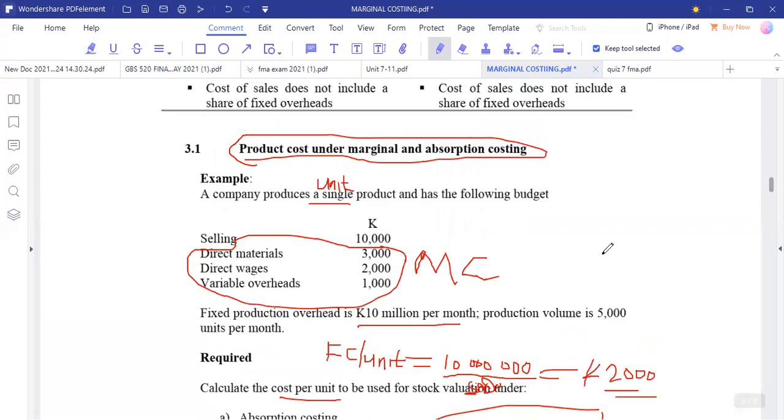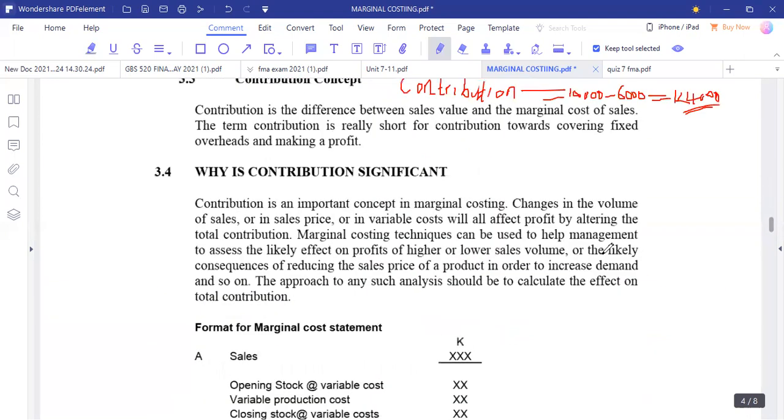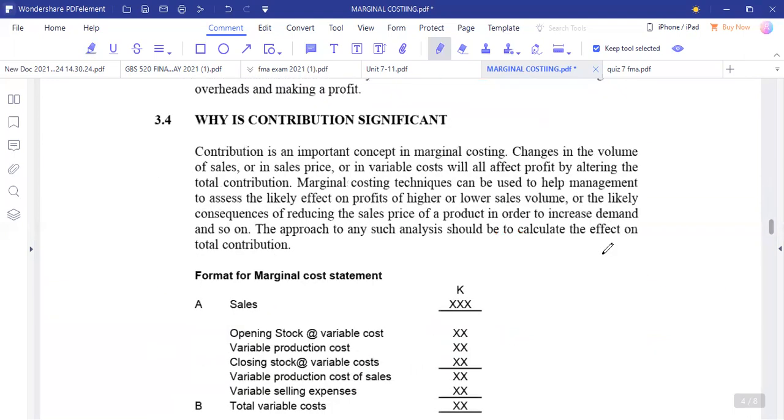All right, we can now get into a comprehensive example. So why is contribution significant? Contribution is an important concept in marginal costing. Changes in the volume of sales, in the sales price, or in variable cost will all affect profit by altering the total contribution. So the contribution simply means we are looking at the total sales minus the variable cost of sales.